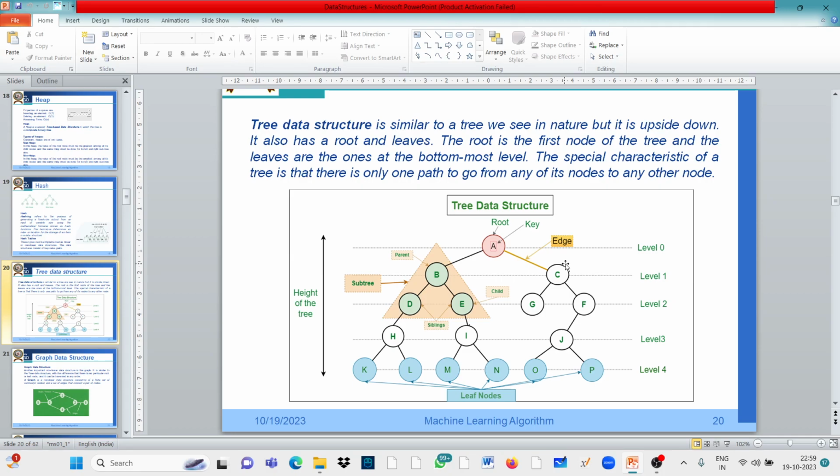And the special characteristic of a tree is that there is only one path to go from any of the nodes to any other node. So suppose from this node I want to go to this one, there will be only one path. From this point to this one, there will be this path. From this point to M, this is the only path that exists. From this point to N, and like that, there is only one path.